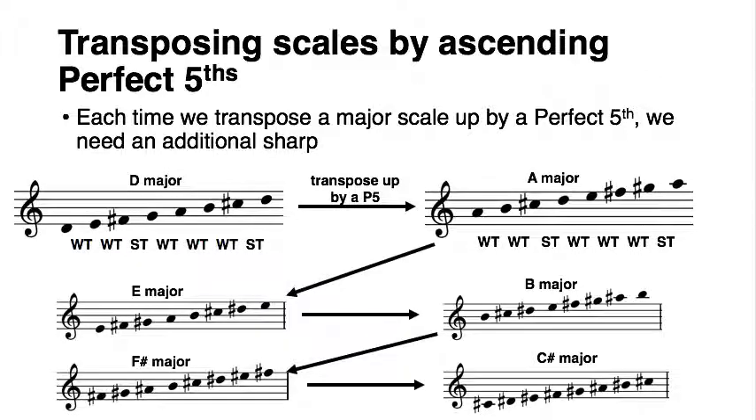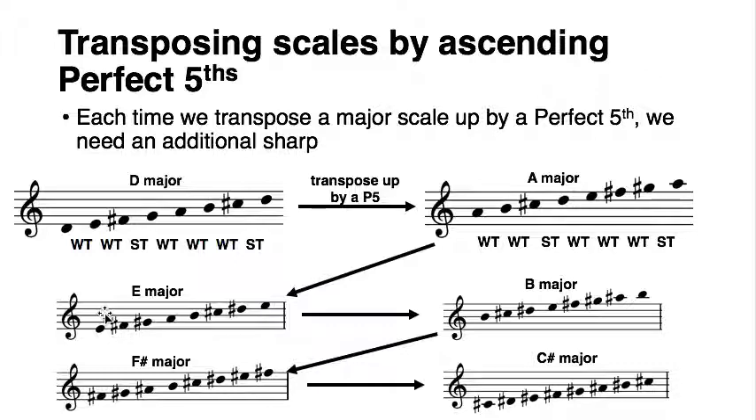Let's see if the theory stands up. Let's count 5 letter names starting on D: D, E, F, G, A. Are there 7 semitones between D and A? Yes. You can picture that in your mind by visualizing a piano keyboard, or you can pause the video and count, but trust me, there are 7 semitones between D and A. So it is a perfect fifth. So the scale we're looking at is A major.